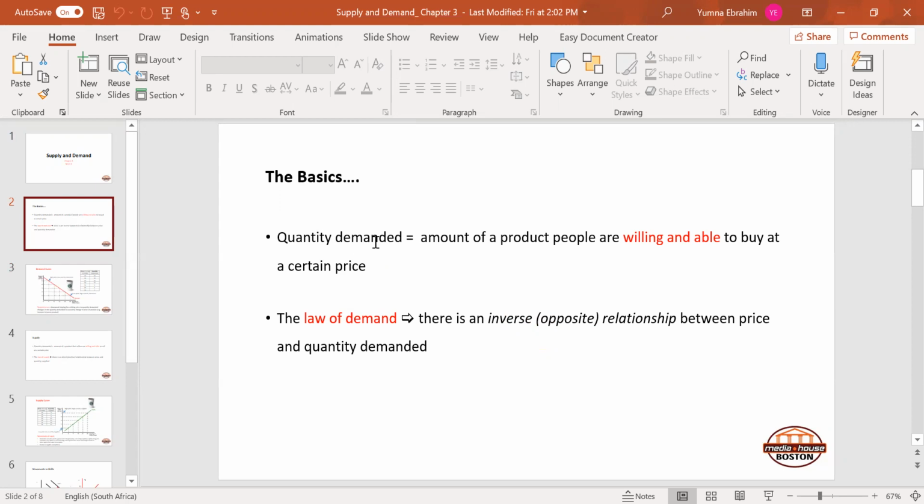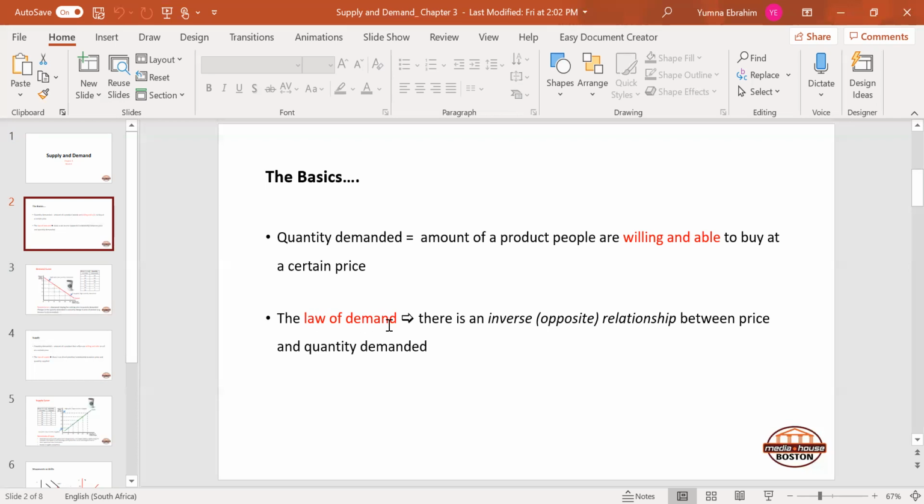So myself, I'm a big fan of cupcakes. And let's say the cupcakes at the store in Benmore Gardens, a little home industry store, are 10 Rand per cupcake. The quantity demanded is the amount of cupcakes that people are willing to buy at 10 Rand or 13 Rand or whatever the price may be.